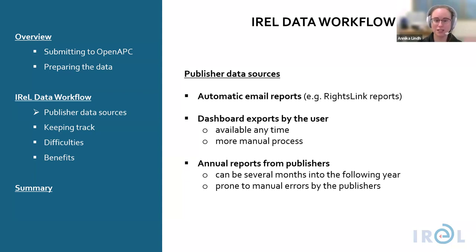Two things to keep in mind. One is that it can be quite late if you're requesting a yearly report. I still haven't got everything from 2023 from our publishers. But also please keep in mind that it can be prone to errors from the publishers, because if they have to put this together manually, they make a lot of errors. So you really have to check to see, does it make sense?